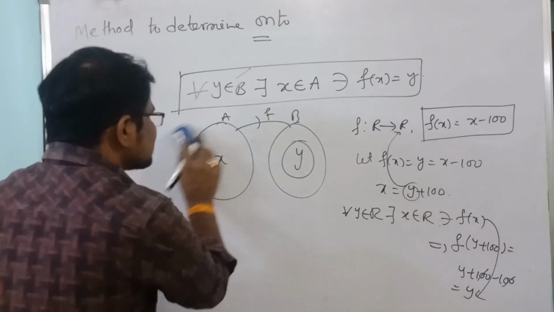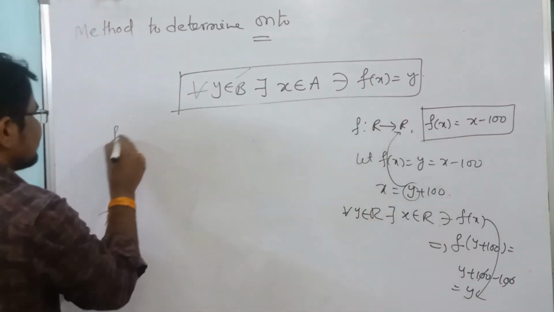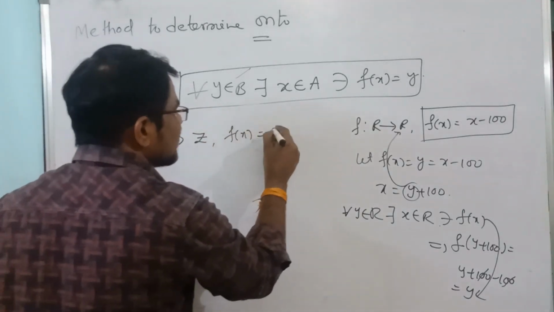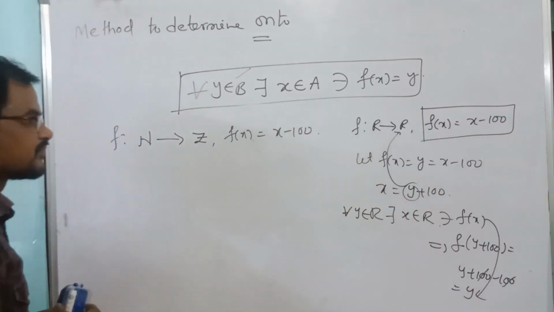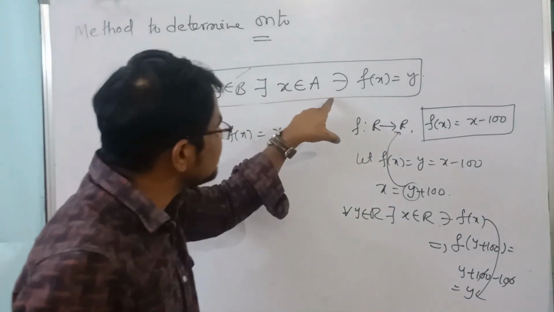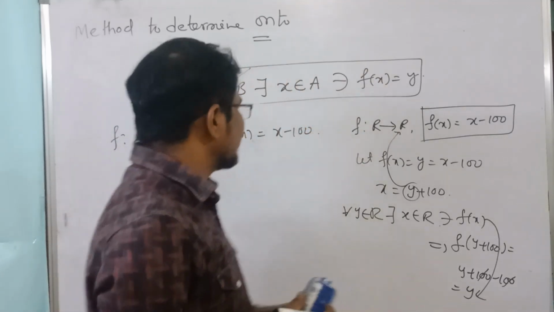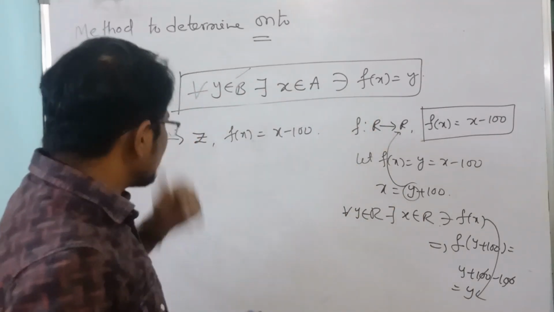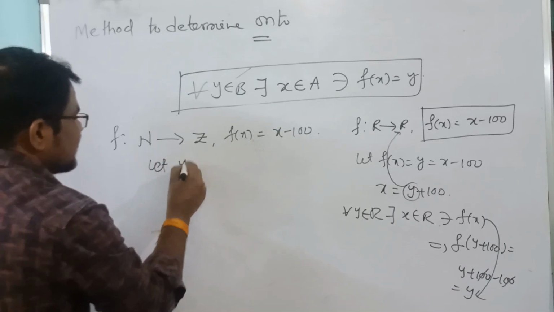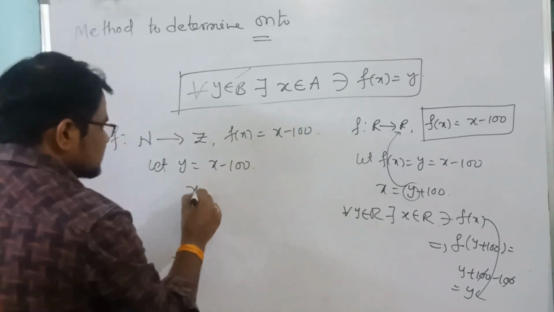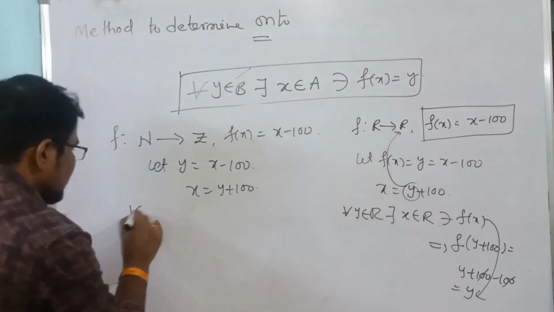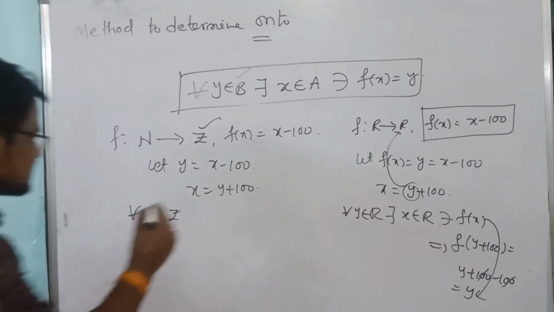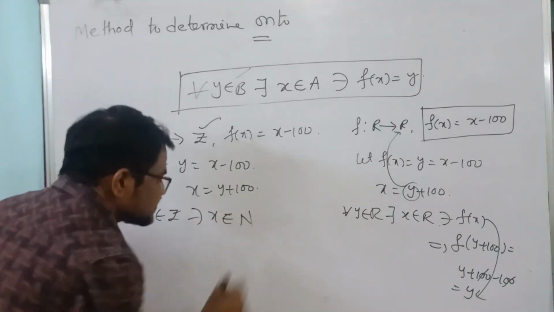Satisfied or not? So for example, in the same problem, if f is mapping from natural numbers to integers, and the same function f of x equals x minus 100. So here also, for all y belongs to B, there exists an element x belongs to A such that f of x equals y or not, we have to check. If it is satisfied, then it is onto function. Suppose you take like this: let y equal to x minus 100, so x equals y plus 100. So for all y belongs to integers, there exists x belongs to natural numbers.